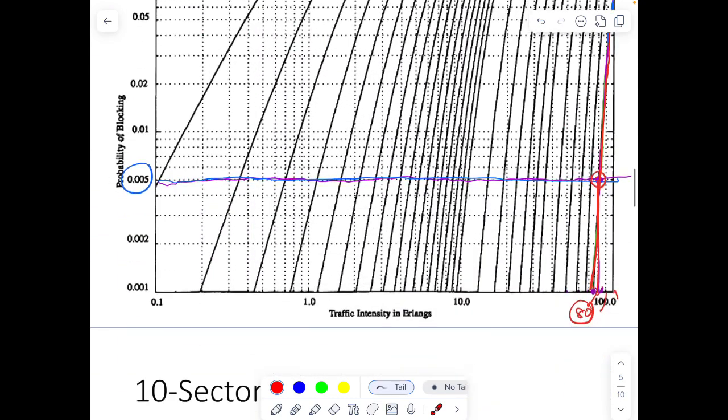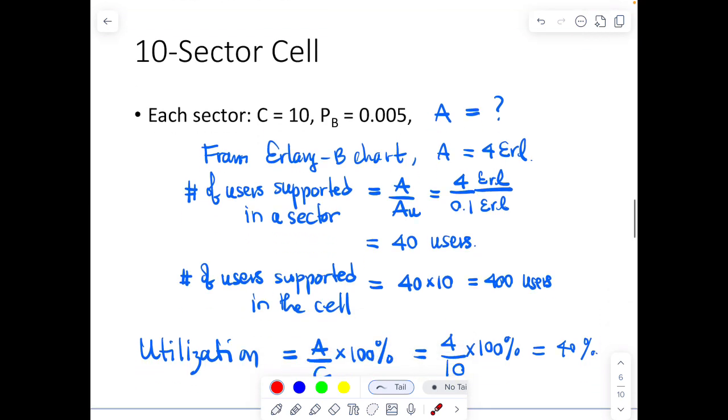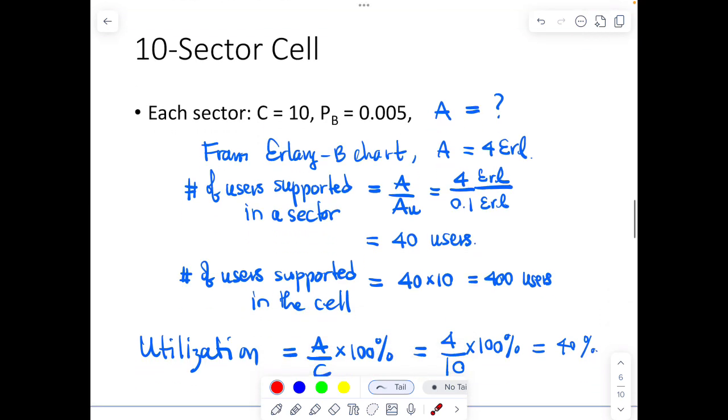Okay. Now let's move on to the second scenario. Okay, right. This is when the cell is divided into 10 sectors. Now we're going to consider each sector separately. So each sector provides 10 channels only, right? So remember, there are 100 channels, there are 10 sectors. So that means each sector only gets 10 channels. PB is 0.005. So we want to find traffic intensity A, right?